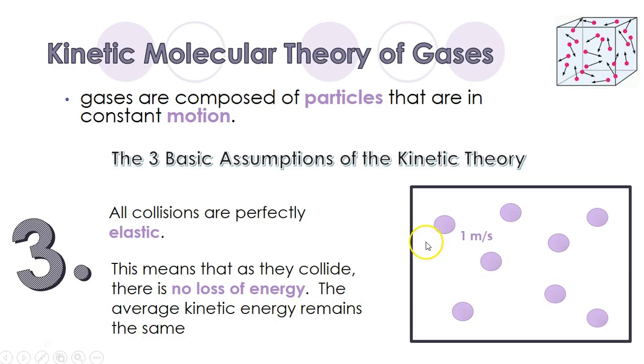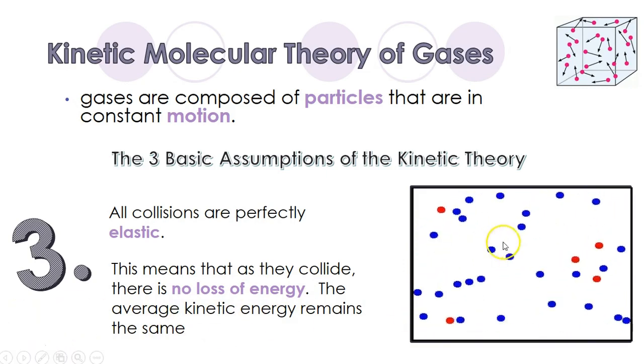So for example, pretend this particle is moving at 1 meter per second, and this particle is also moving at 1 meter per second. When they come close to each other and they collide, they're going to hit each other, but this collision is perfectly elastic. So they're going to just keep moving at the same speed of 1 meter per second. No energy is lost, so the average kinetic energy remains the same. So they're going to be traveling at the same speed.